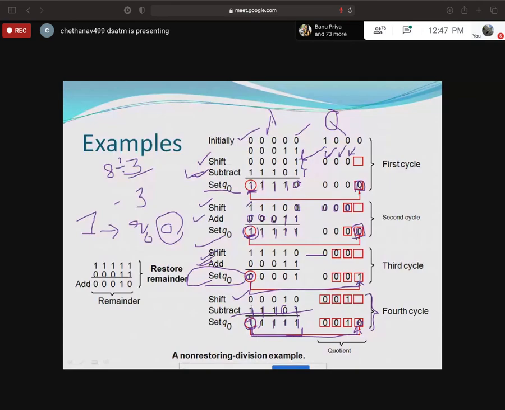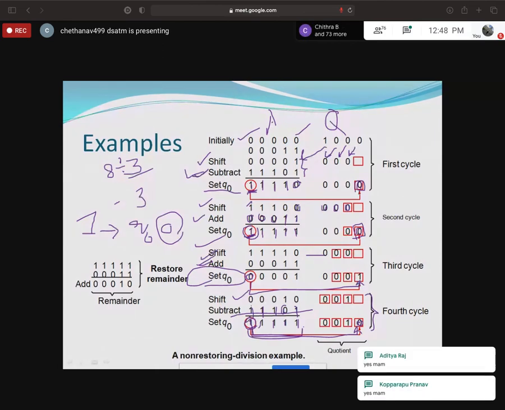Is this remainder correct? After the fourth cycle, I will get register A value as 1, 1, 1, 1. Is this a wrong answer? Actually, what answer should I get? 8 by 3, the remainder I should get is 2. What answer did I get here? 1, 1, 1, 1. Wrong. Is this wrong or not? Yes, this is a wrong answer.